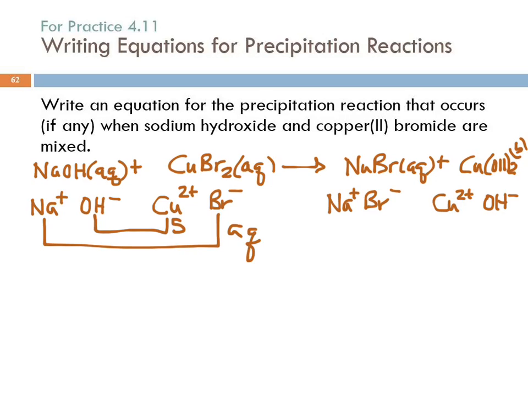Are we done? Not quite. We need to balance the equation. So over here we have one sodium, and on the right we have one sodium. On the left we have one hydroxide. See, the hydroxide stayed together, and so we can balance it together. We have one hydroxide over here, and we have two hydroxides over there. So what that means is we have to put a 2 here. That messed up my sodiums, so I'm going to go back and fix the sodiums. So 2 sodiums on each side, 2 hydroxides on that side, 2 on that side, 1 copper, 1 copper, 2 bromides. So there's the precipitation equation. Any questions?